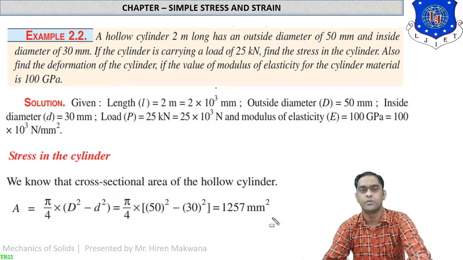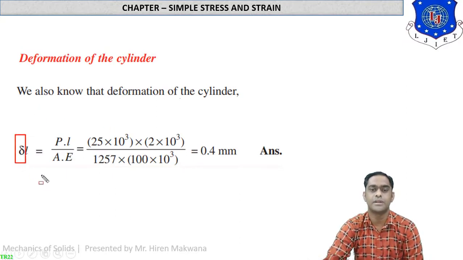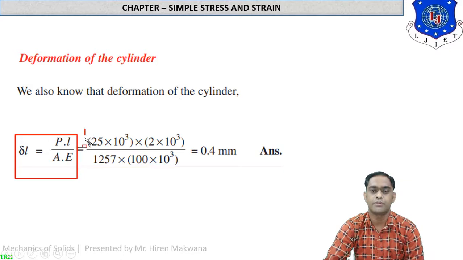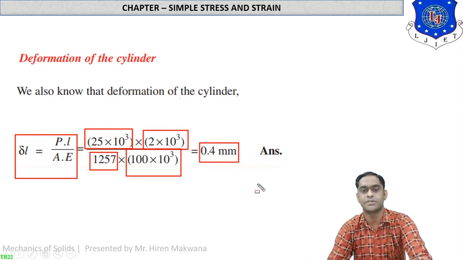Moving ahead, what is the deformation of the cylinder? We know that delta L is equal to PL by AE. P is given to you, 25 into 10 raised to 3 Newton. Length 2 meter means 2 into 10 raised to 3 mm. Area we have calculated, 1257, and Young modulus is equal to 100 into 10 raised to 3. So by doing calculation in your calculator we will get the answer of deformation as 0.4 mm. So this is the final answer of deformation.